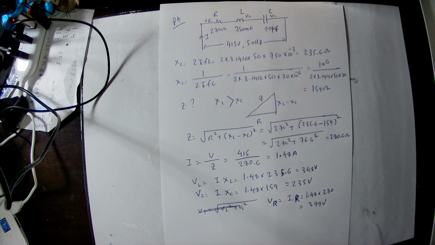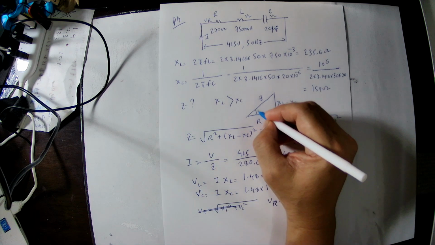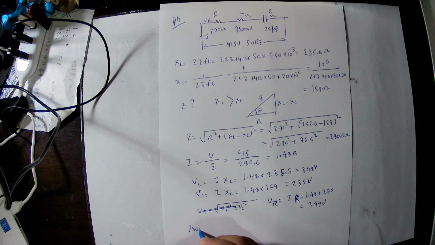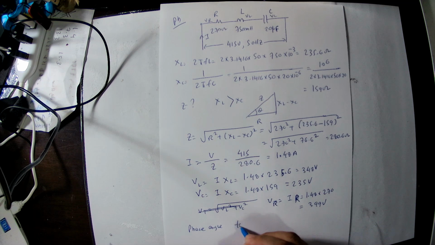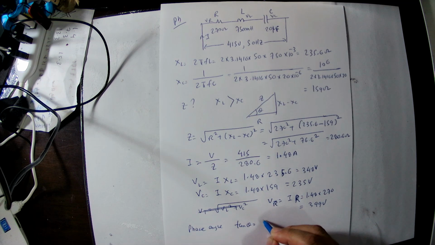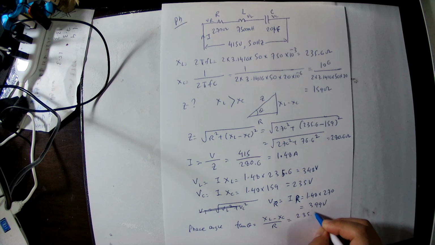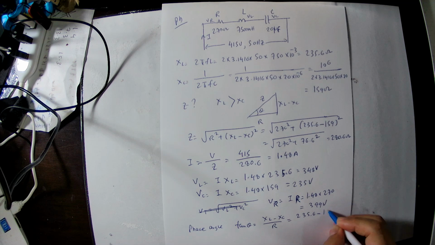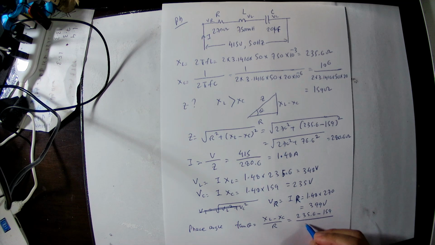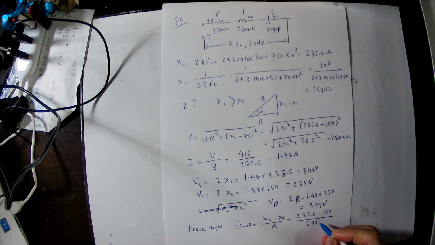And the phase angle. This is the phase angle theta here. Tangent theta is equal to XL minus XC divided by R. So XL is 235.6 minus XC is 159, divided by the resistance R, which is 270. So this is the tangent theta.